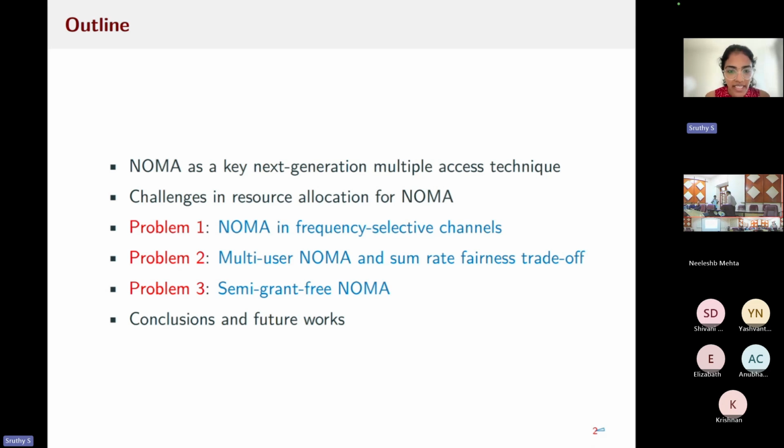First, I will discuss NOMA as a key next-generation multiple access technique and its challenges in resource allocation. And then I will briefly discuss a few problems that I have explored during my PhD. The first one is NOMA in frequency-selective channels. The second one is multi-user NOMA and some rate fairness trade-off. And the third one is semi-grant-free NOMA. Finally, I will conclude with key contributions and discuss a few future research directions.